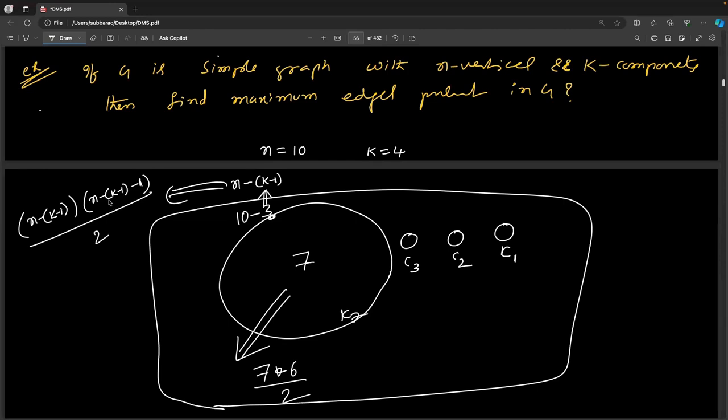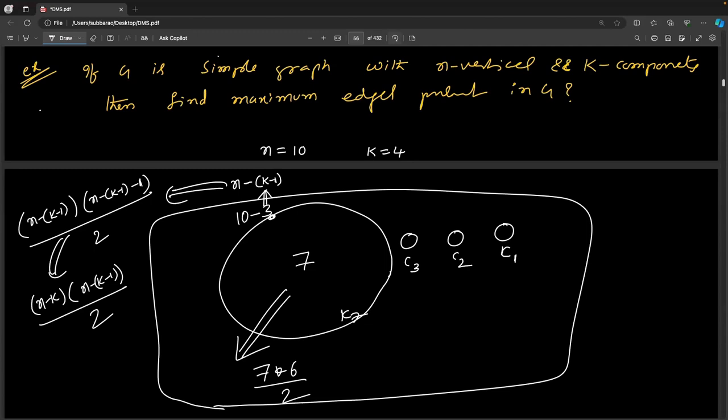If you simplify, it is n minus k plus 1, minus 1, both are cancelled, it becomes n minus k, right? So it became n minus k into n minus k by 2. Is it okay? This is the formula for this. If you memorize it by heart, there is no use.